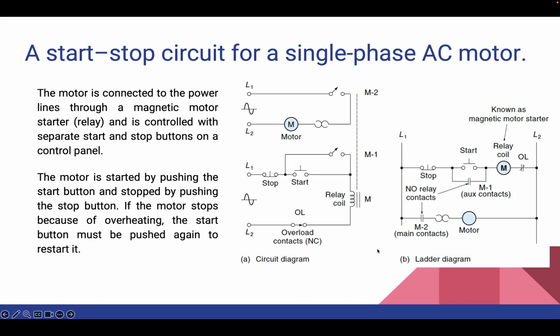Now here is the ladder diagram of this start-stop circuit. This is the stop button, this is the start button, and this is the M1 contact. This is the relay coil, the same thing here. And here is the motor, and this is the M2 contact.